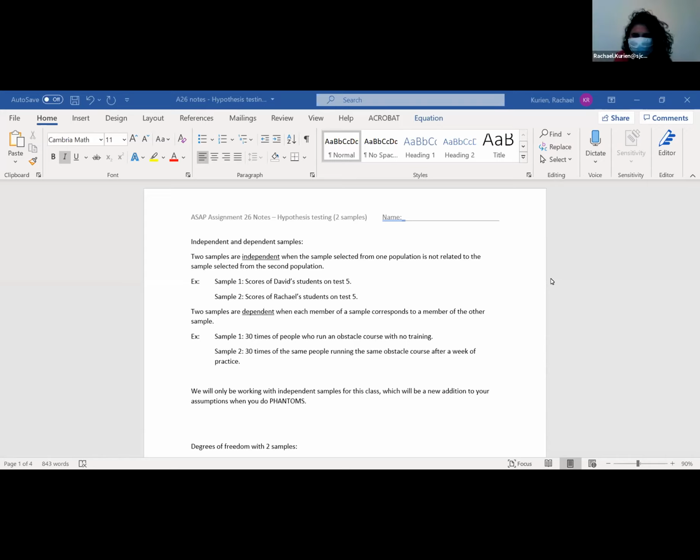Sorry. So this is the assignment 26 notes. This is hypothesis testing with two samples. All right. So before we get into actually doing some hypothesis testing, there's a few more things you need to know. They're going to be a little bit different this time versus one sample.